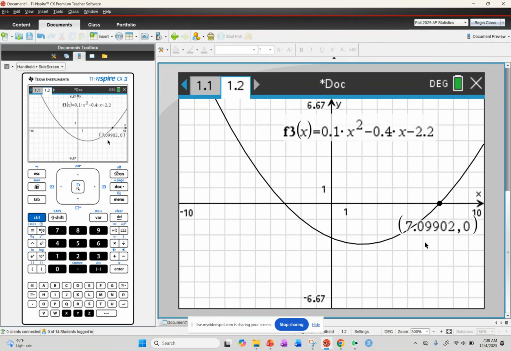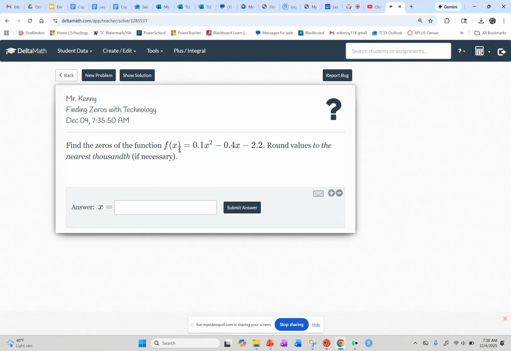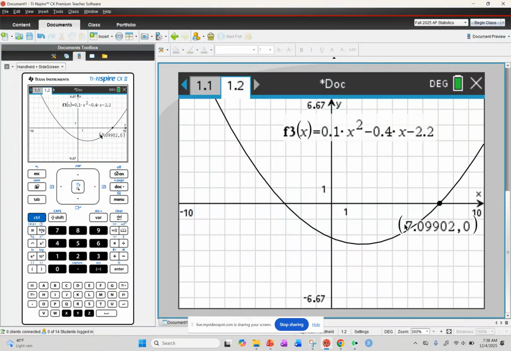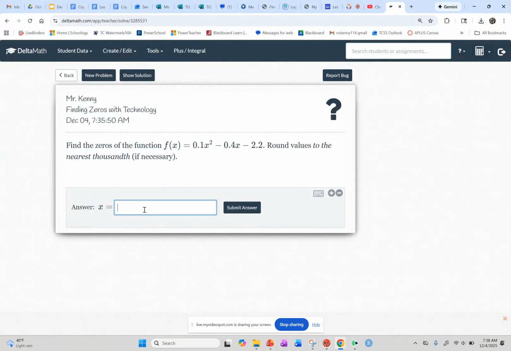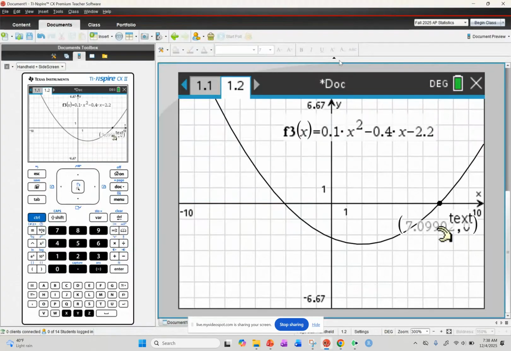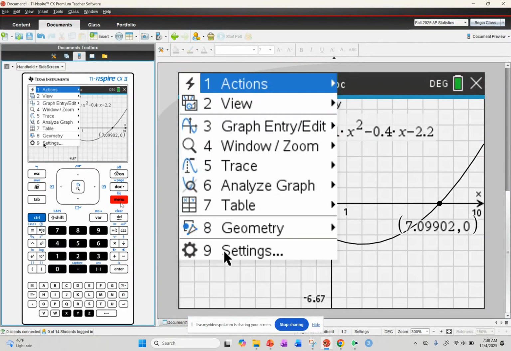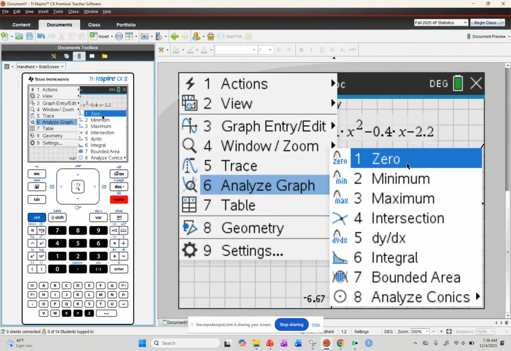Please do note that the question specifically asks to round to the nearest thousandth. That is the third decimal, so 7.099. So x equals 7.099. I believe, we'll find out in a second, yep, if you hit a comma, it automatically gives you a chance to do a second x-intercept. So menu, analyze graph again, 0.